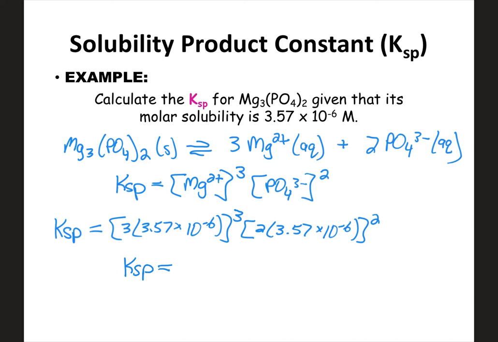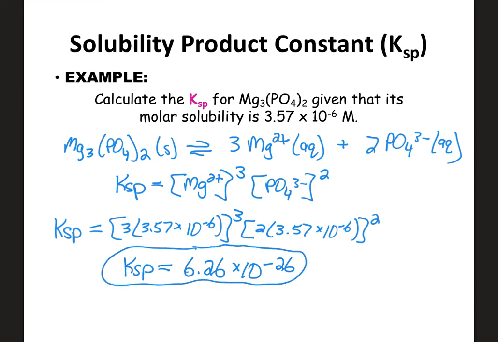We're going to base it off of the sig figs of our molar solubility, so we'll have 3. It's going to be 6.26 times 10 to the minus 26. All right, that's the value you should get here for the KSP. And if we look at this, remember what KSP tells us. Solubility is telling us the amount that's dissolving, but KSP is telling us how soluble the solid is.